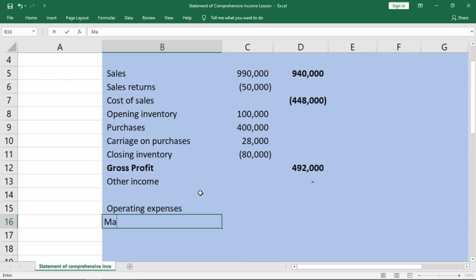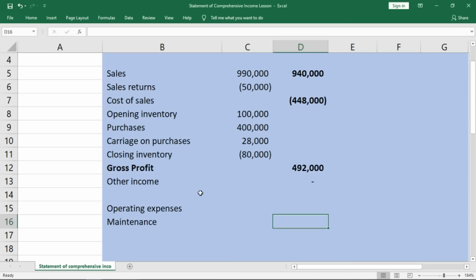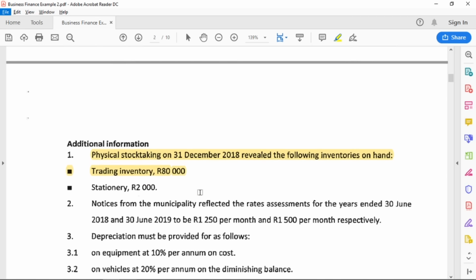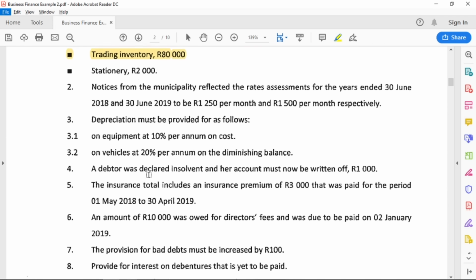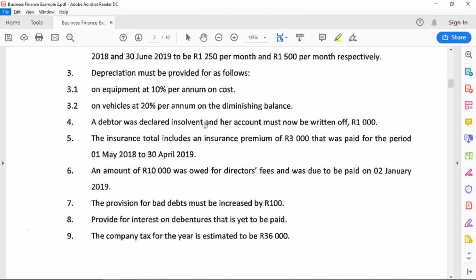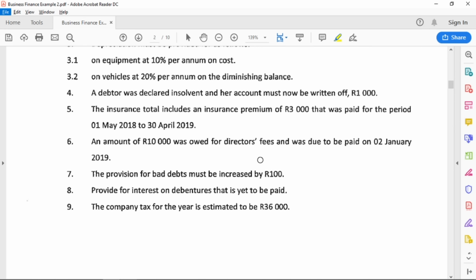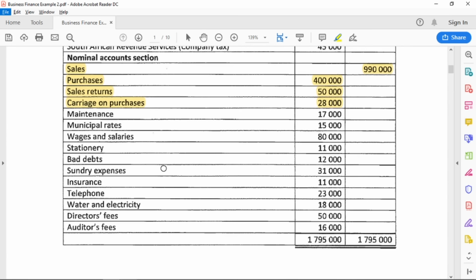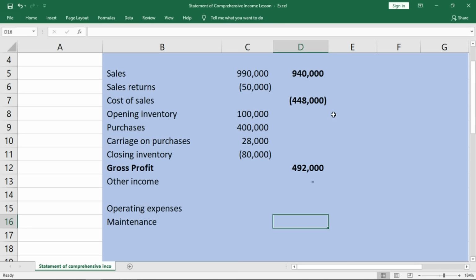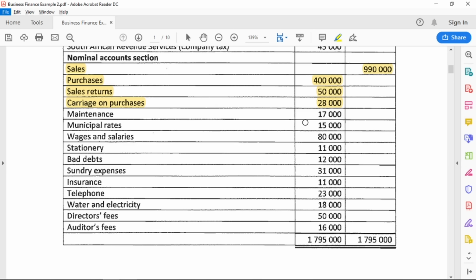So let me begin by writing maintenance. And then the question again over here is, is there anything under additional information that speaks about maintenance? Municipality, stationery, depreciation, debtor was declared insolvent, insurance, director's fees, provision for bad debts, provision for interest, company tax, and that's it. So there's nothing on maintenance. So remember, if there's nothing in additional information, I just take maintenance of 17,000 and I record it down over here.